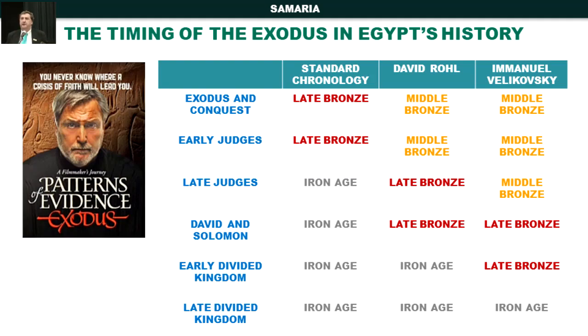Now, it's because of this compelling pattern of evidence in the Middle Bronze Age that some scholars such as David Rohl, John Bimson, Immanuel Velikovsky, and filmmaker Tim Mahoney in his Patterns of Evidence film on the Exodus advocate that mainstream archaeology has overstretched the Egyptian timeline and that the Exodus and conquest occurred during the Middle Bronze Age.